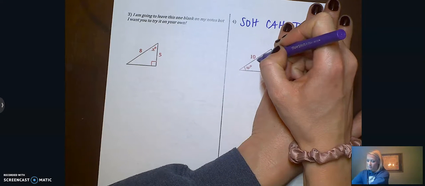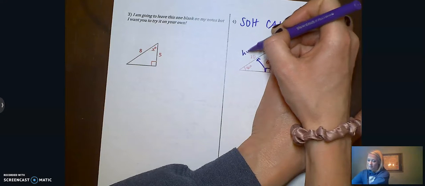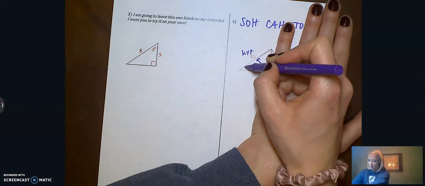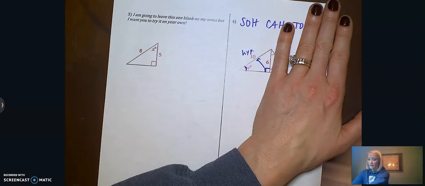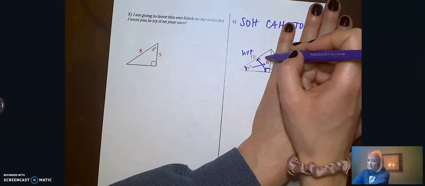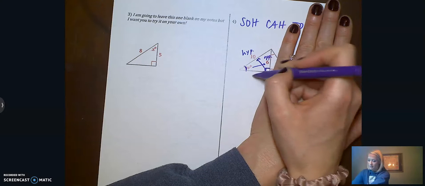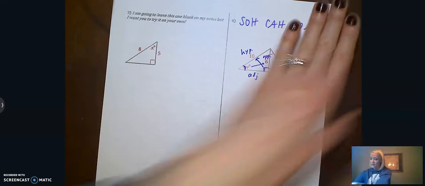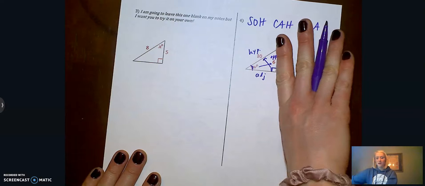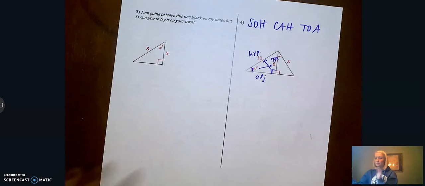So across from the 90, that's the hypotenuse. I'm looking at angle W right there. Across from that, 6 is the opposite leg. And then that makes this other piece the adjacent leg. Do not even look at that triangle on the right there. All right, I'm going to set up SOHCAHTOA.